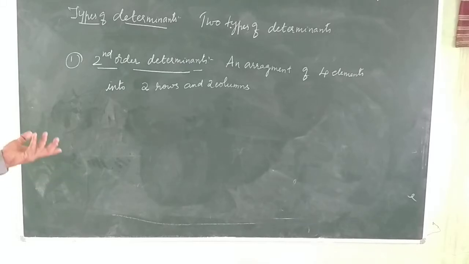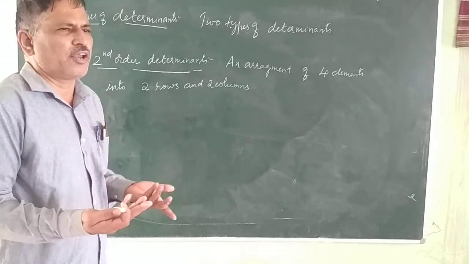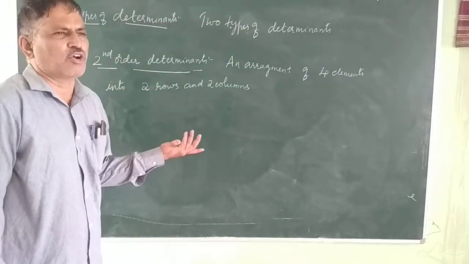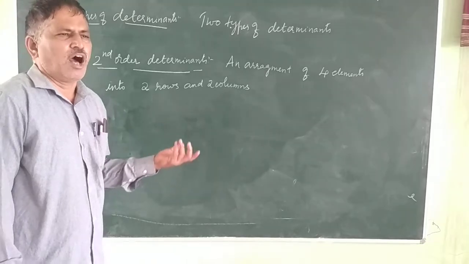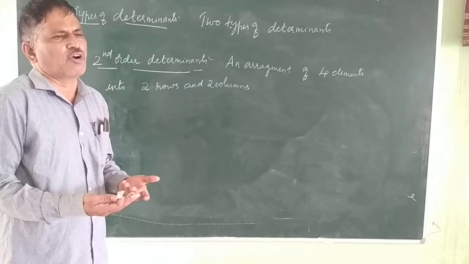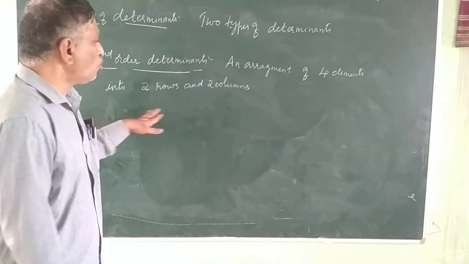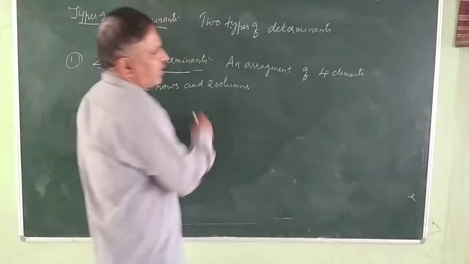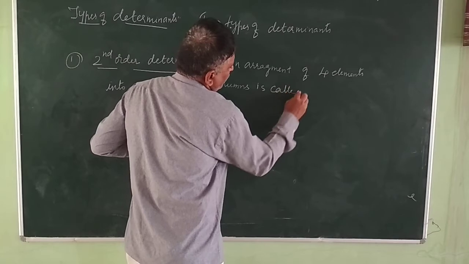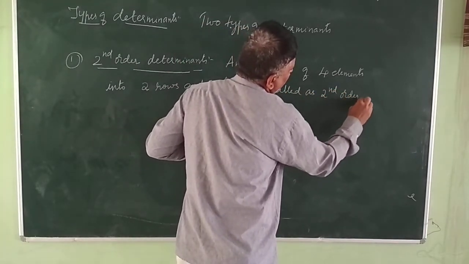Or you can write equal number of rows and columns. With 4 elements, what you can do? You can write 2 rows and 2 columns. An arrangement of 4 elements into equal rows and columns is called a second order determinant. Either way, an arrangement of elements into 2 rows and 2 columns is called a second order determinant.